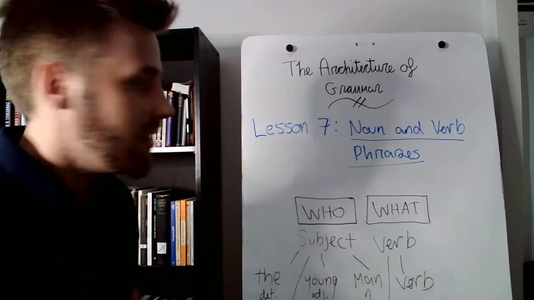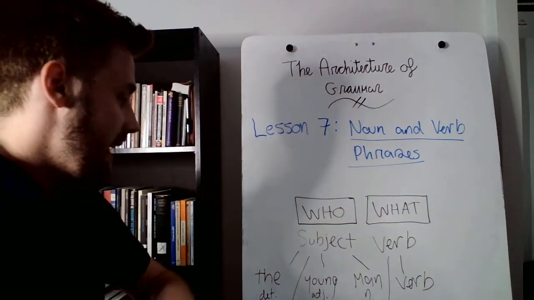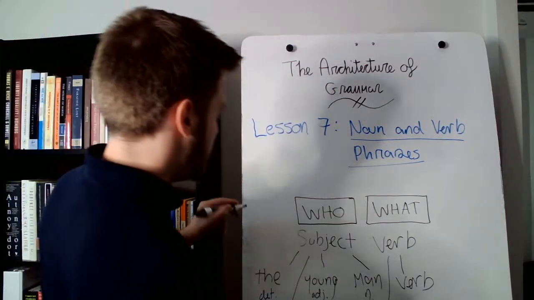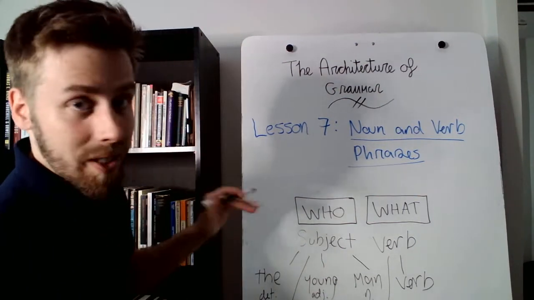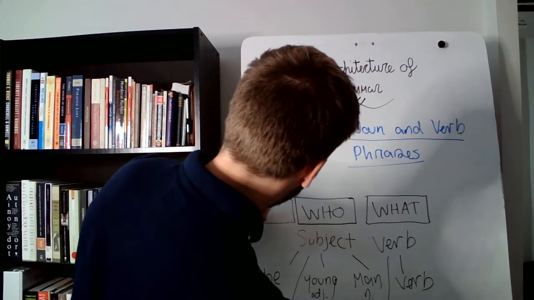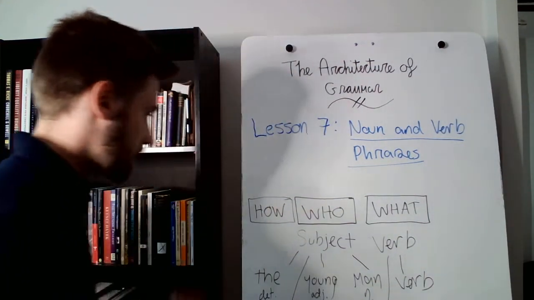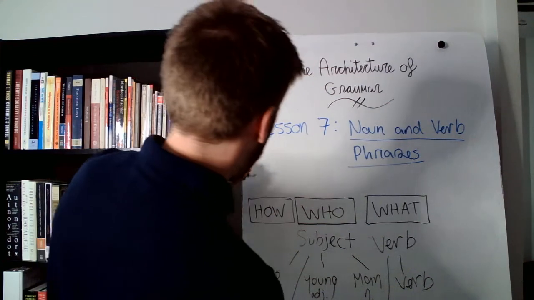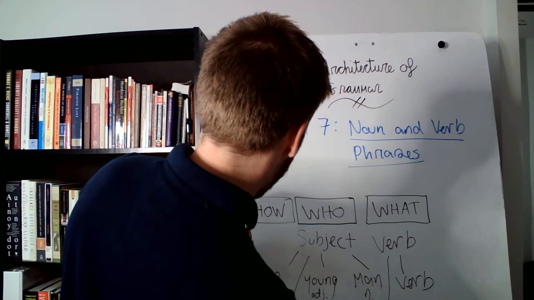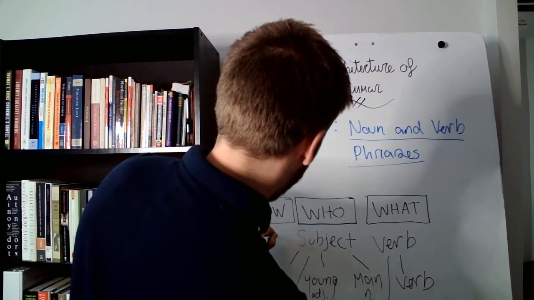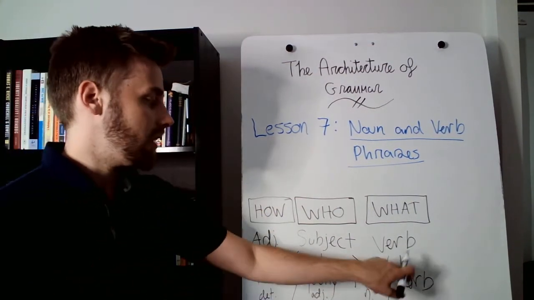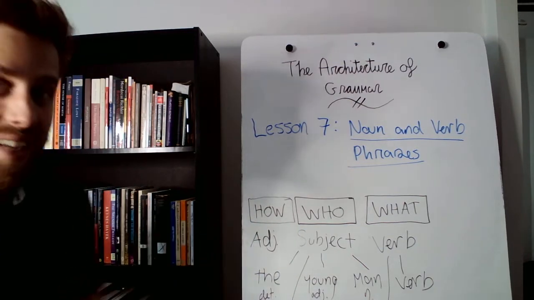Now we can also have an adjective phrase, and as we've discussed, the adjective modifies the noun, so it would go before the who, and it would give us another piece of information, which would be how. In this case, let's say we would put an adjective. Here it would be tired. The extremely young man drinks coffee. Now that's just an adjective. That's not an adjective phrase.